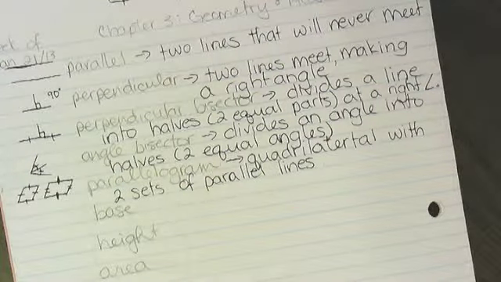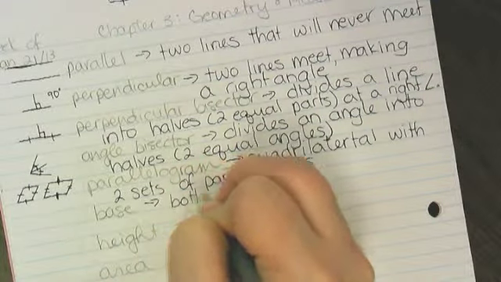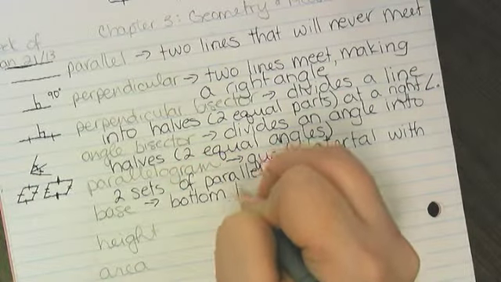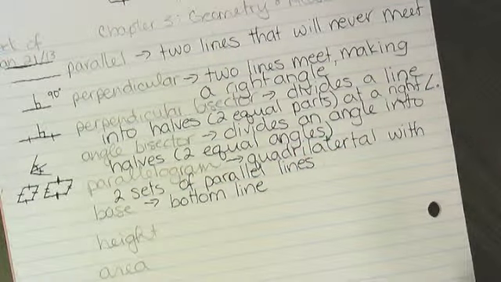So what's a trapezoid? Base. What is the base of the parallelogram? It's the bottom line. It's the bottom. Not that kind of bottom line. Although in a parallelogram, the bottom line is equal to the top line. The top line, yes.